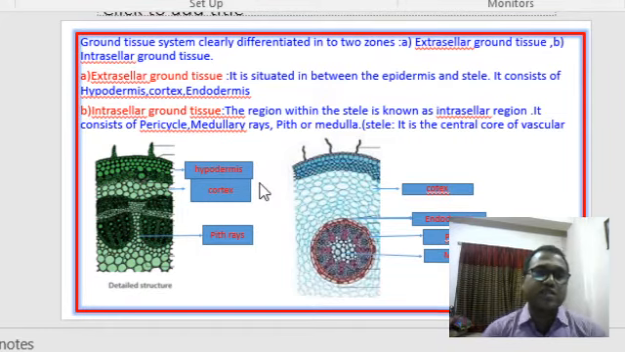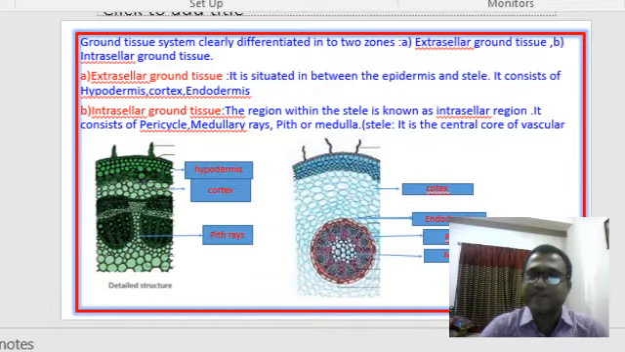Next one is intracellular ground tissue. The region within the stele is known as intracellular ground tissue. That means the region in between the pericycle is known as intracellular ground tissue. It consists of pericycle, medullary ray, pith, and medulla. That means inside of this endodermis is the pericycle, in between xylem and phloem is the medullary ray, and at the center position is the medulla.